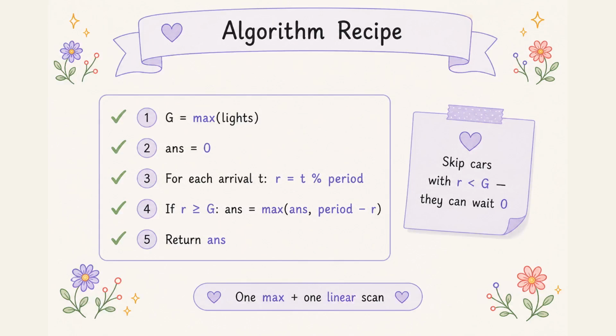Algorithm recipe. First set G to the maximum value in lights. Initialize answer to 0. For each arrival time t, let R be t modulo period. If R is greater than or equal to G, update answer to the max of itself and period minus R. Finally, return answer. Covered cars never touch the answer because they can always wait 0.